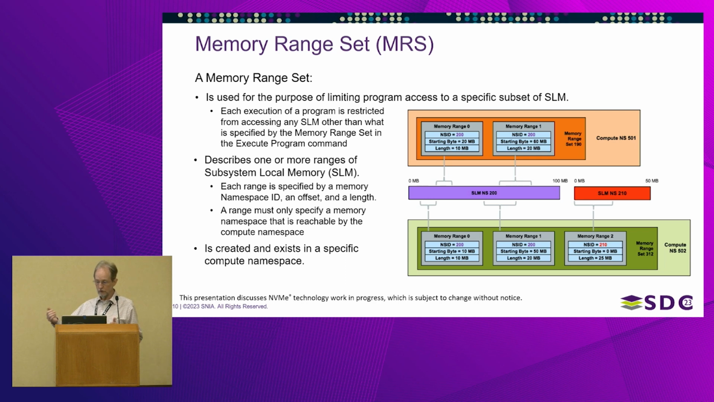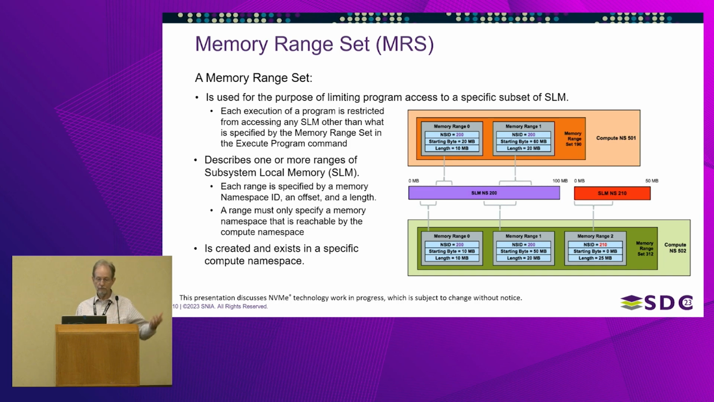And then you'll note that compute namespace 502 also has addressing to a different subsystem local memory namespace, which is namespace 210. So all three of those memory ranges within the memory range set identified for compute namespace 502 make up the complete range set.